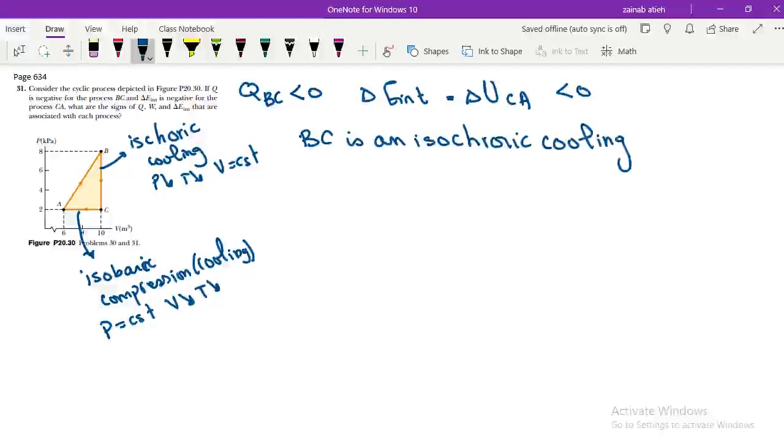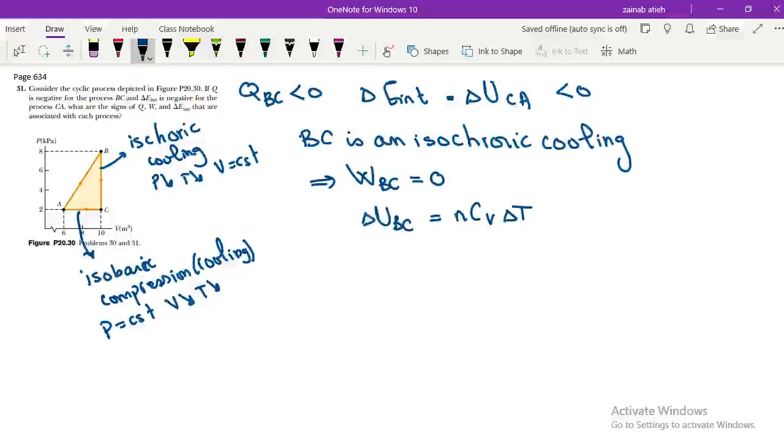Because it's an isochoric process, the work of BC, remember the work is the area under the curve, is the integral of P dV, and only V is constant, so the work of an isochoric process is always zero. All the time it's zero. There is also no area under the line, so the area under BC is zero. For delta U BC, it's all the time equal to nCV delta T, for all kinds of processes.